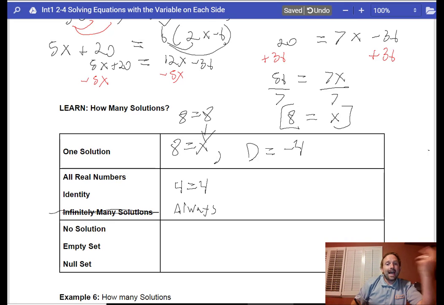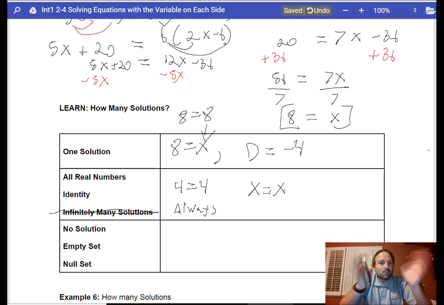Now, if we didn't have those, we'd see like x equals x. When does x equal x? All right, how much money do you have in your pocket? Think about that. X is the amount of money in your pocket. So how much money do you have in your pocket? Does that equal how much money in your pocket? When is that true? Always.